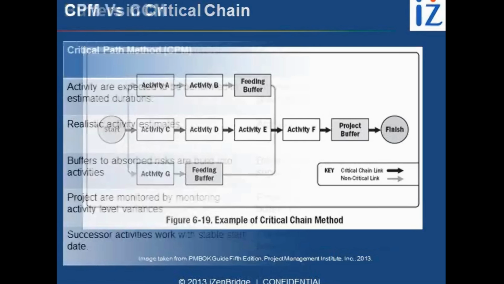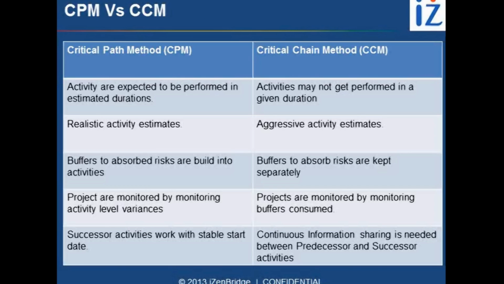So, the final table. I keep getting requests for a summary level table which can tell the difference between the critical path method and the critical chain method, so when I was making this presentation, I thought of including it. In the critical path method, as you might have observed, we estimate activity duration with some realistic logic. We try to achieve whatever we have estimated, and that is why we work with an assumption that activities will get performed as per the allocated time. In the critical chain method, we work with an assumption that activities may not get performed in the given duration, because critical path works on realistic estimates and critical chain works on aggressive activity estimates.